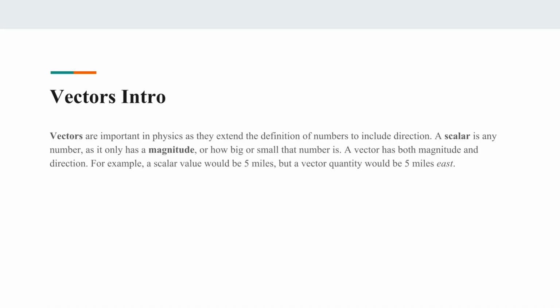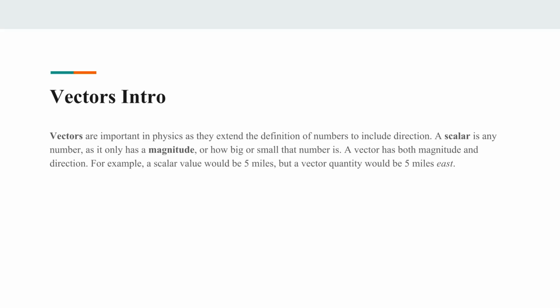So vectors are really important in physics because they extend the definition of numbers to include direction. The numbers we are all used to are known as scalars. A scalar only has a magnitude or size, like the number 7. The number 7 is a scalar. However, a vector has both magnitude and direction.